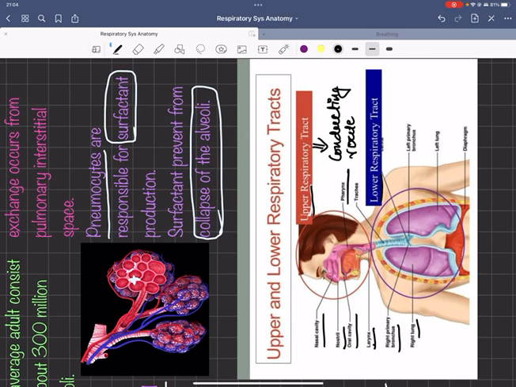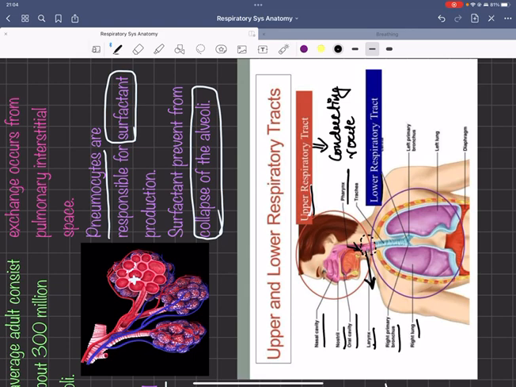Now the larynx lies below the pharynx, and on the posterior aspect of the larynx, here we can see the esophagus. It goes down into the stomach. The larynx is actually the voice box of the body, and it comprises vocal cords, which help to produce and maintain the sound and the pitch of our voice.